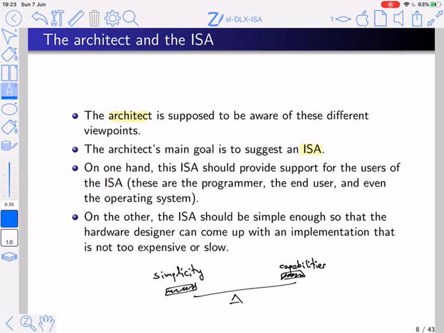On the other hand, the ISA should be simple enough so that the hardware designer can come up with an implementation that is not too expensive or slow. So the architect needs to find the balance point between the capabilities of the ISA and the simplicity of the ISA. The capabilities are important because the users need these capabilities. The simplicity is important because we want to make the hardware designer's life reasonable.